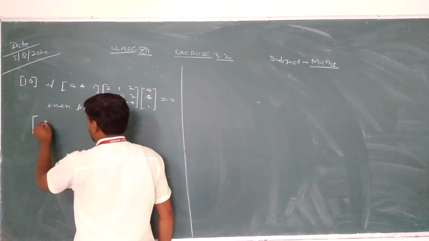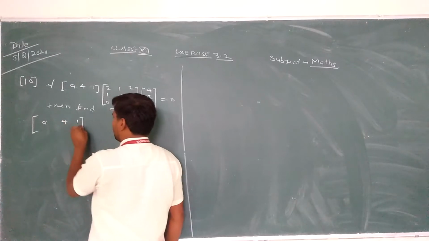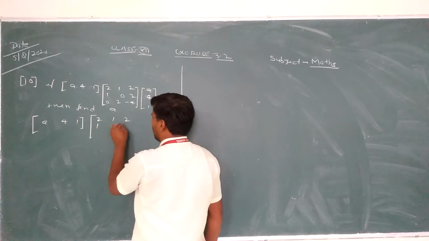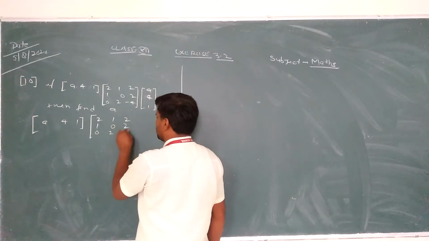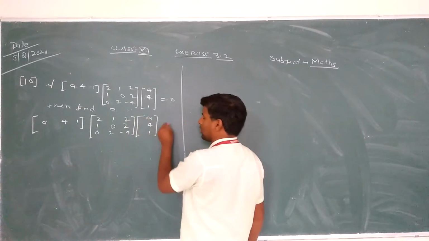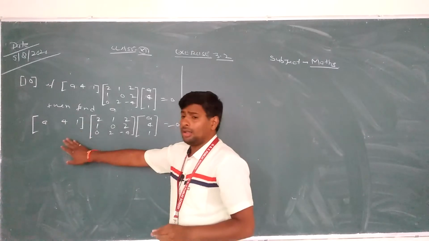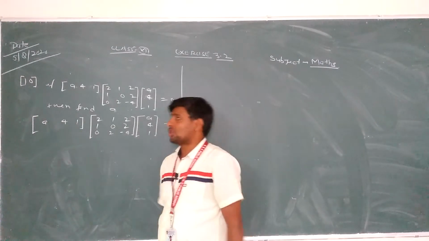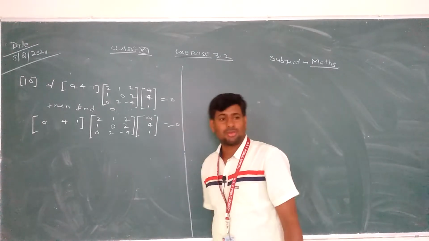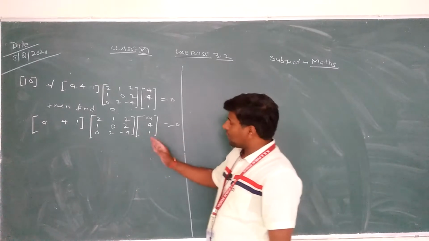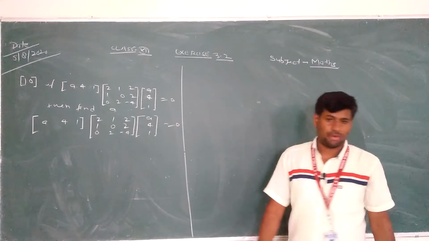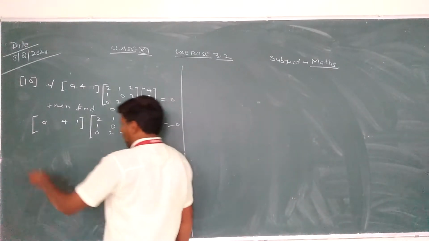It is given that [A 4 1] times the matrix with rows [2 1 2], [1 0 2], [0 2 -2], times the column [A 4 1]. These are three matrices. First is 1 cross 3, second is 3 cross 3, and third is 3 cross 1. The product of these three matrices is given as 0, so we need to find the value. How can we find it?